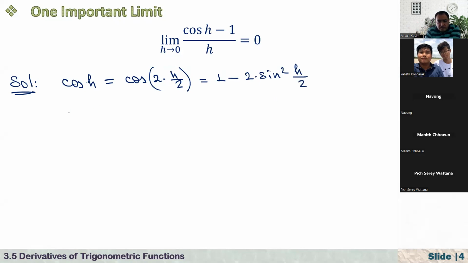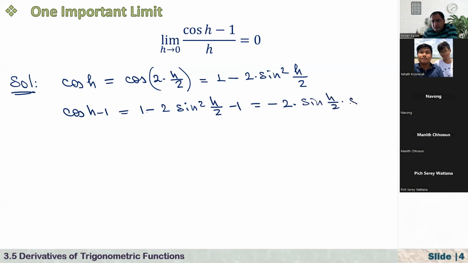Now, if you substitute here, cosine of h minus 1 becomes 1 minus 2 times sine squared of h over 2, minus 1. And this 1 minus 1 is equal to 0. So here we have negative 2 times sine squared of h over 2, and I can write this as sine of h over 2 times sine of h over 2.